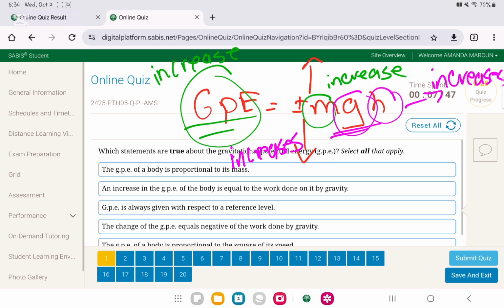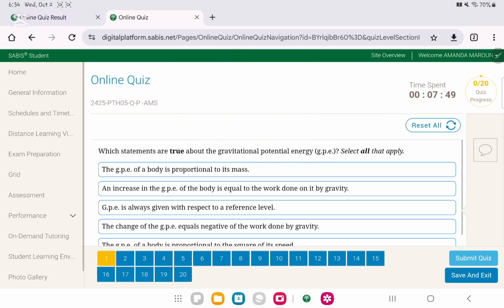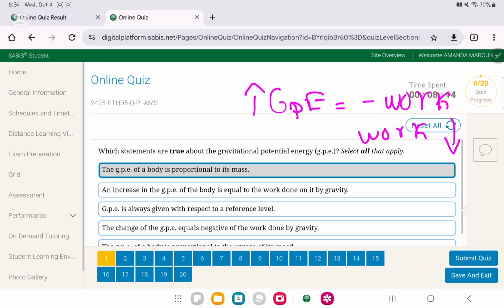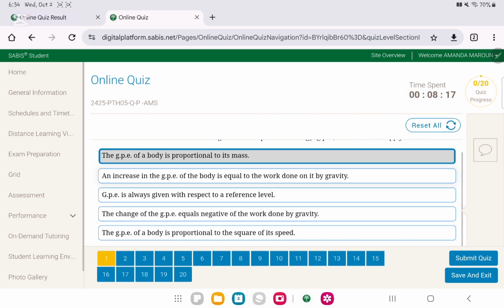So now, based on what we explained, let's answer. The GPE of a body is proportional to its mass. Yes, we said it's proportional to the mass and the height. An increase in the GPE of the body is equal to the work done on it. We said no. If we increase the GPE, it's equal to negative the work done by gravity. So that means if we increase the GPE, the work will then decrease. So this one is wrong.